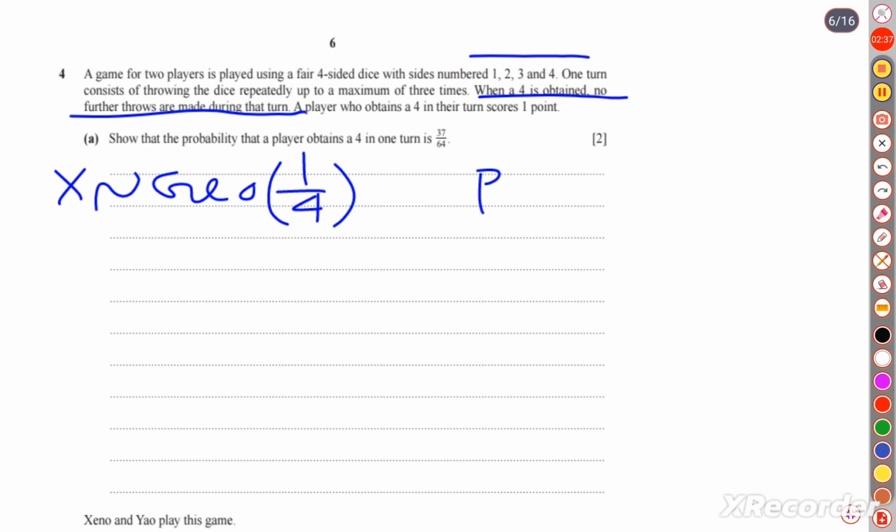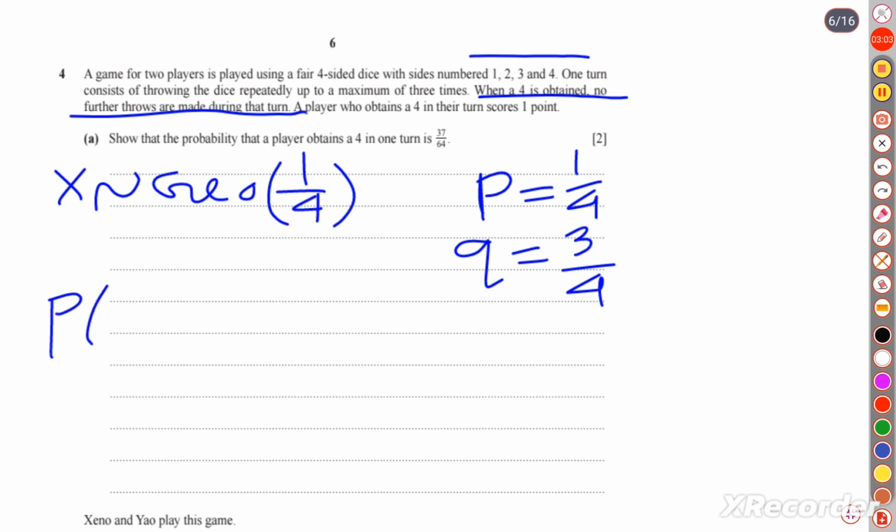P is equal to 1 over 4, and q will denote failure. Failure means he failed, so it will be 3 over 4. So success is 1 over 4 and failure is 3 over 4, which are symbolized by p and q. So let's see the scenario. They have told us to find the probability when X is less than or equal to 3 times.